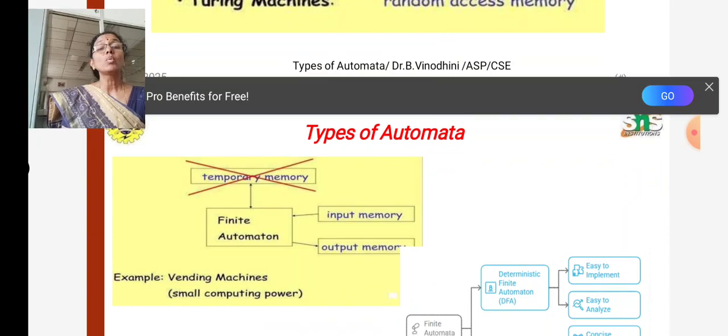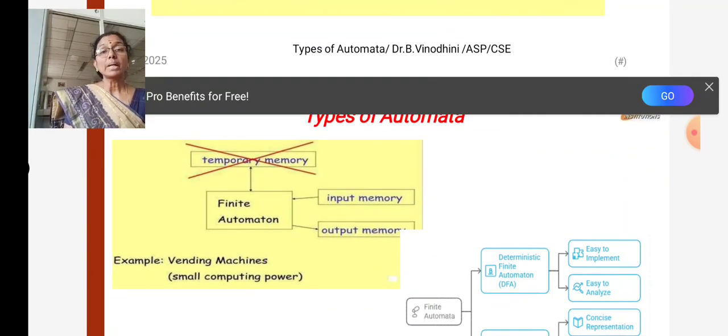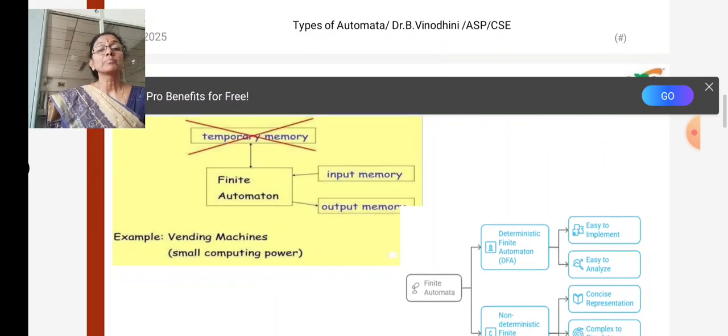So these are the memory classifications in the three types of automata. First we will see what a finite automata is. In the finite automata, we have an input and we have an output. There is no temporary memory in the finite automata. An example of a finite automata is a vending machine. In the vending machine, we give the input as a coin and finally we get the output as some product. That is a vending machine example, and it is an example of the finite automata. Only a small computing power is required for the finite automata.